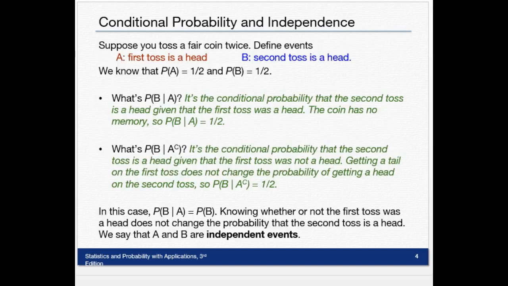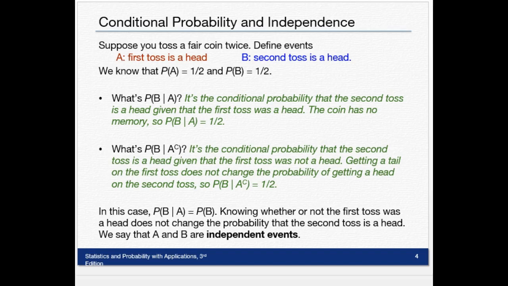Now, suppose you want to toss up your coin twice. You define the events. A, the first toss is a head. B, the second toss is a head. Okay, we know that the probability of A is 1/2, probability of B is 1/2. Okay, now what's the probability that you get B given A? The second toss is a head, given that the first toss is a head. Okay, this is a conditional probability that the second toss is a head, given the first toss is a head. The coin has no memory, so it's still the same, 1 out of 2.